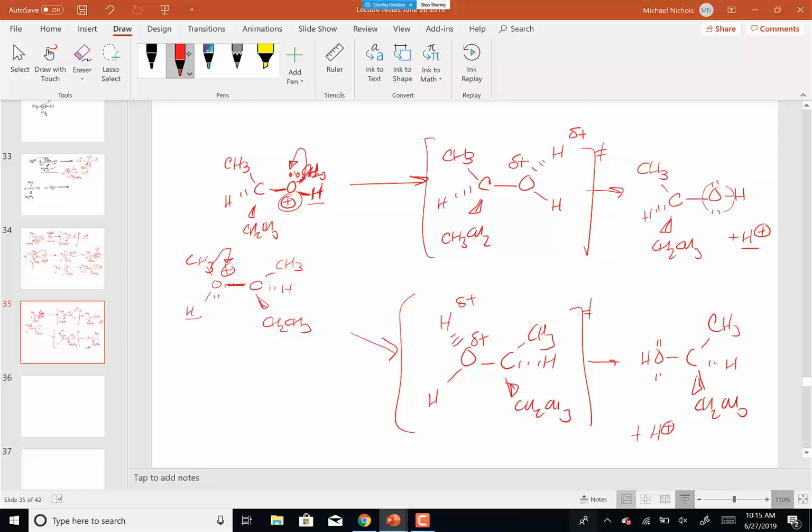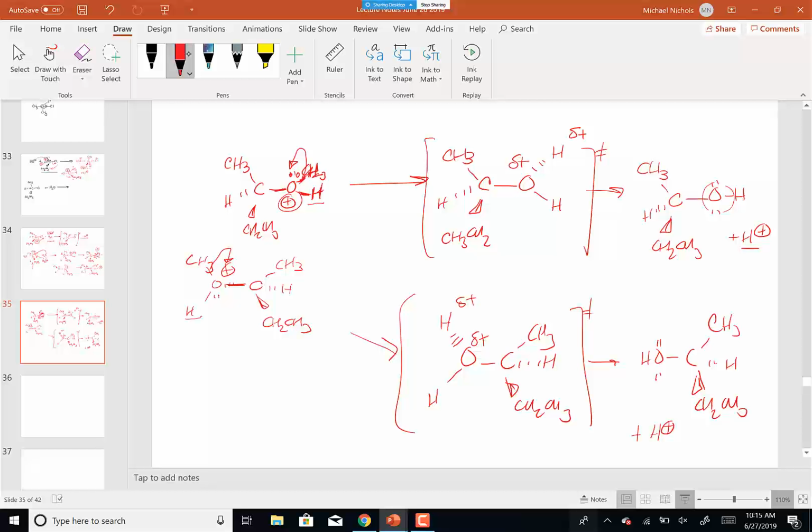H plus. It's an H plus. What's a CH3 plus? Because if I break the bond and I form a CH3 plus, what have I done? It's a carbocation. Is it a stable carbocation? Hell no. It's worse than a primary because it's a methyl. So it's absolutely not stable.